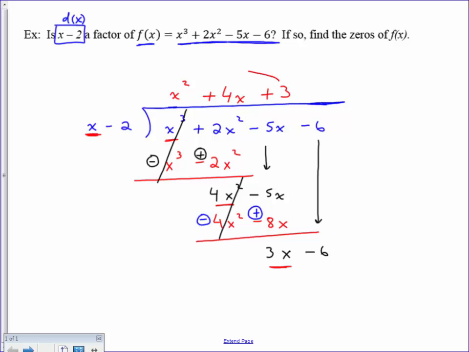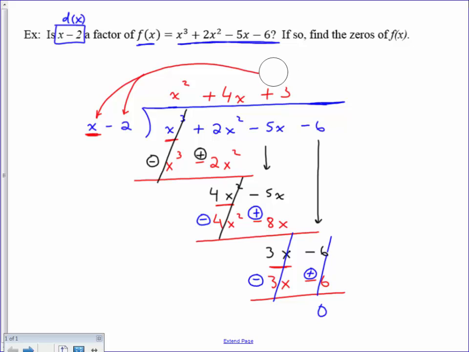Take the 3, multiply by your x, and also multiply by your negative 2. So 3 times x would be 3x. 3 times negative 2 would be negative 6. Draw a line, change your signs. In this case, the 3x's cancel, as do the 6's, and you would have remainder 0.